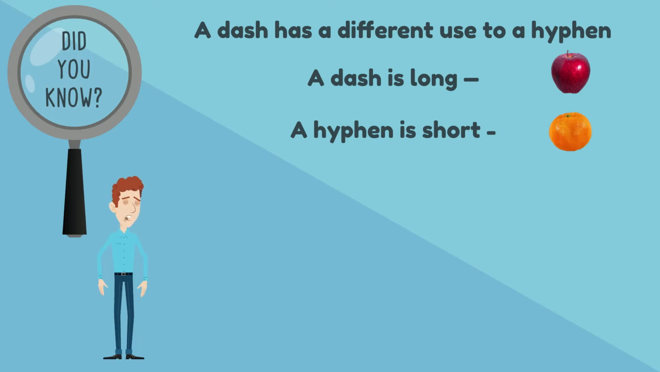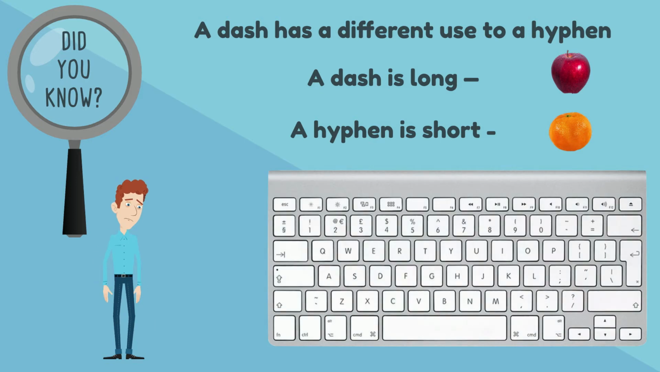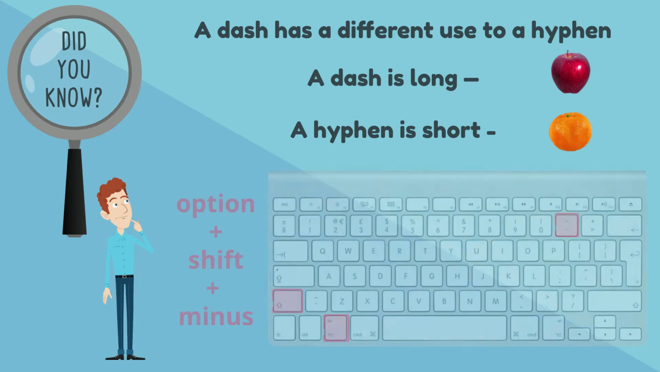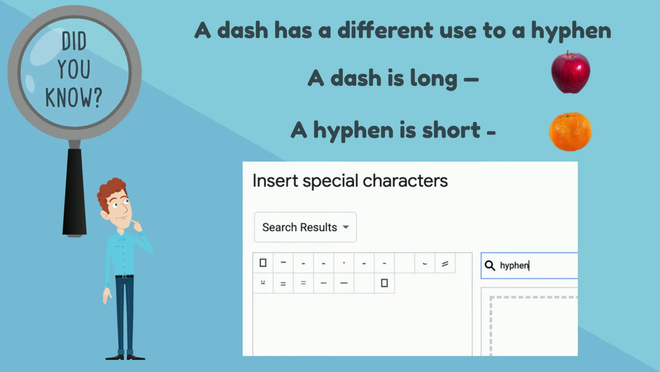Now, typing a dash on a keyboard can be difficult. On a Mac, press Option, Shift and minus at the same time. On a PC, you'll need to search and insert the hyphen as a special character.